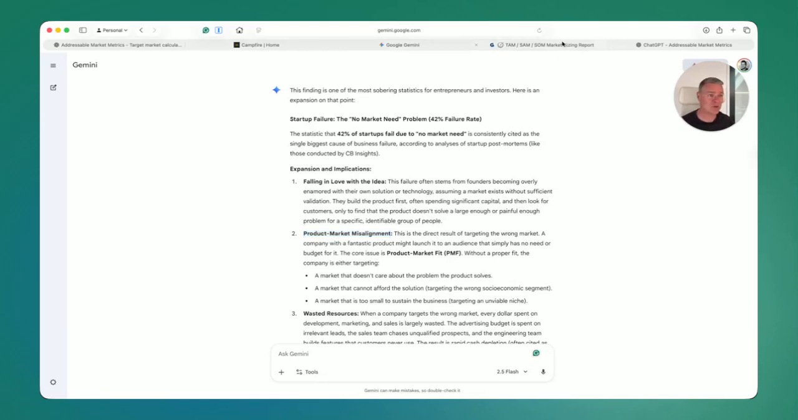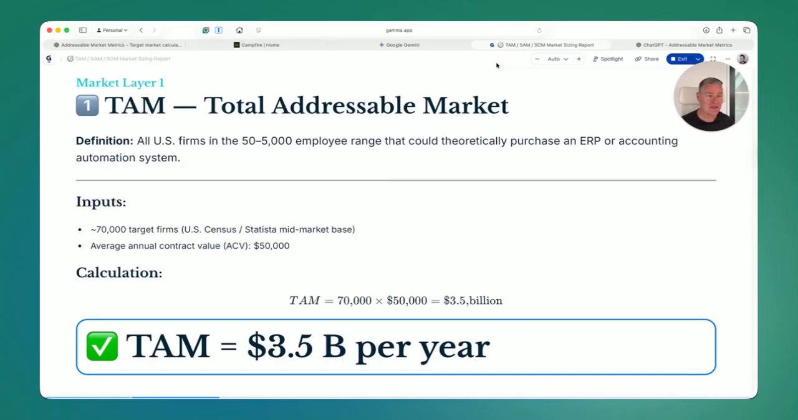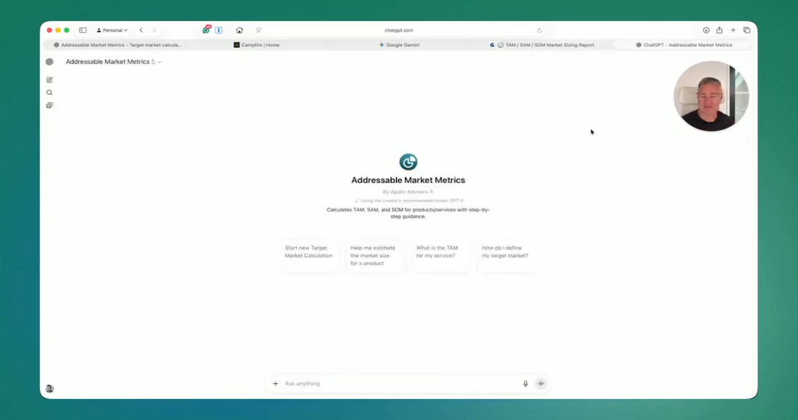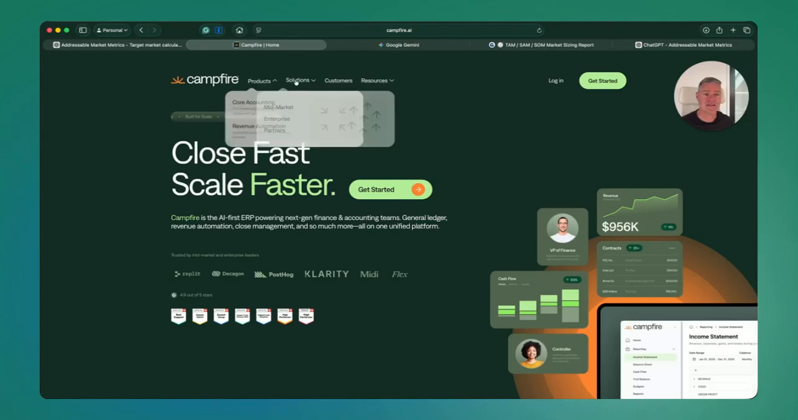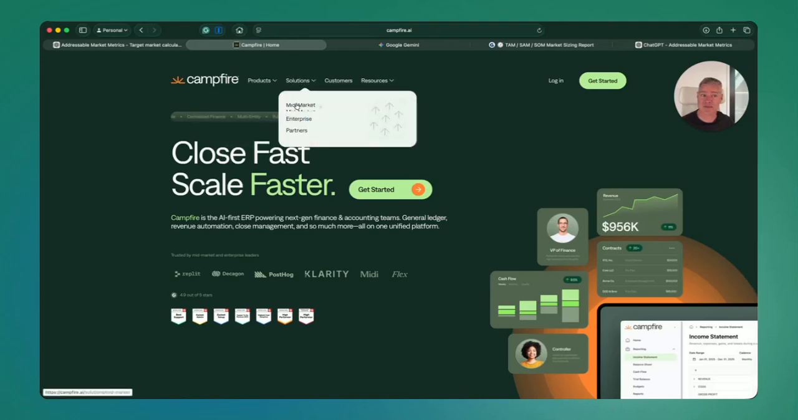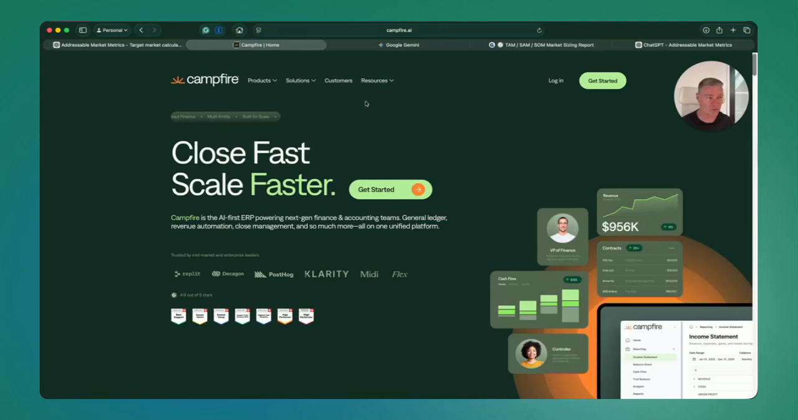So we're going to build a nice report on TAM, SAM, SOM. It's going to be done by this Addressable Market Metrics tool, and we're going to use this company, Campfire.ai. They recently raised a lot of money, so I thought it would be interesting. Well, let's go see if there's a market for this. They're kind of AI in the ERP, back office, general ledger universe. So lots of things happening in the back office there. You can see here they already separate mid-market and enterprise. That's something we'll get into later.